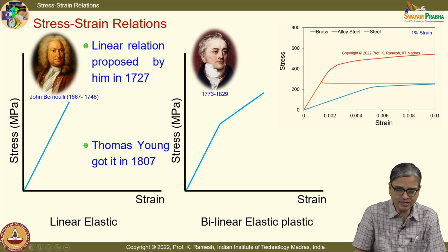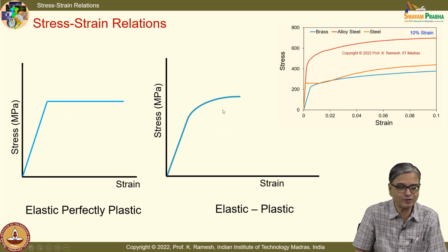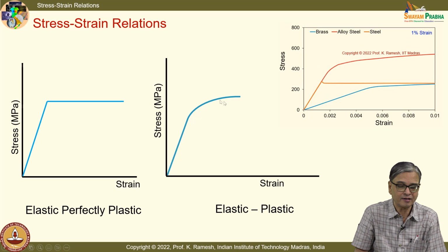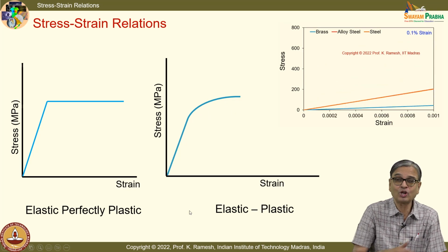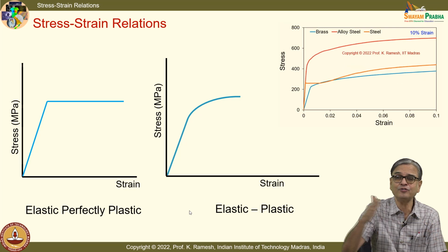And the third one is you have elastic and you have strain hardening. You have a law called the Ramberg-Osgood law which explains this. You don't have a law which explains the whole range from the elastic region to fracture.